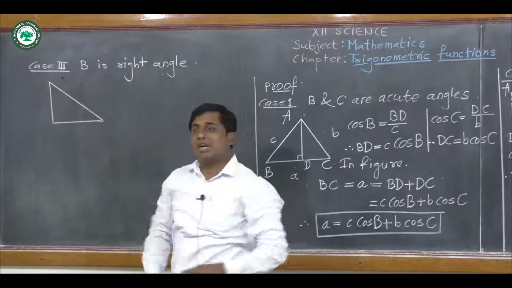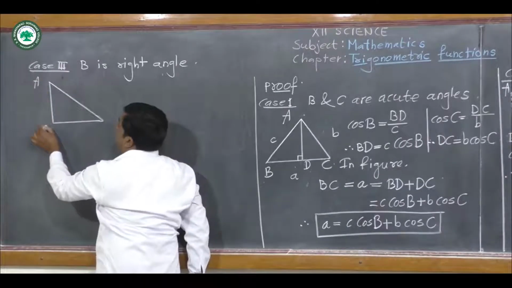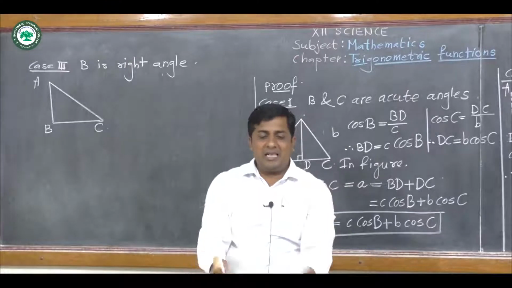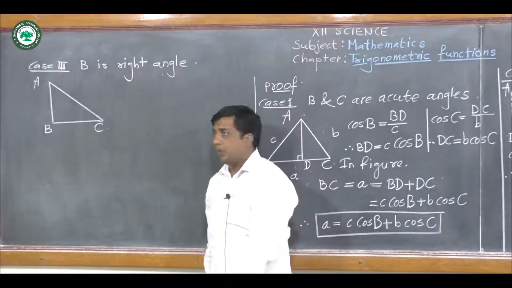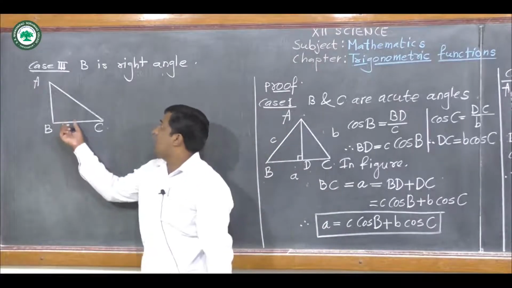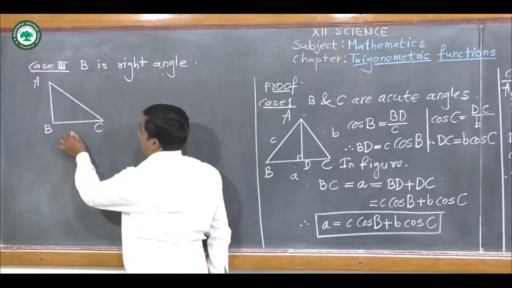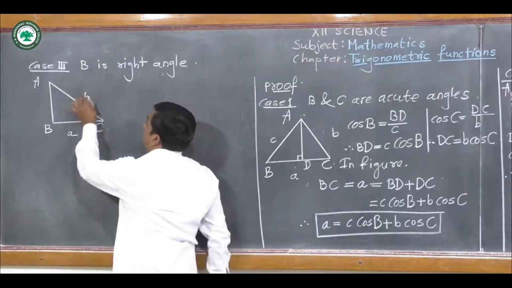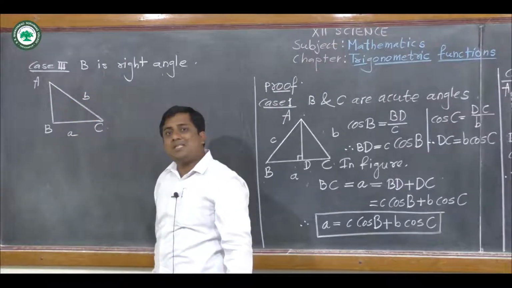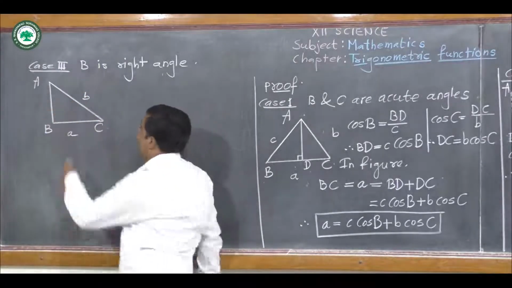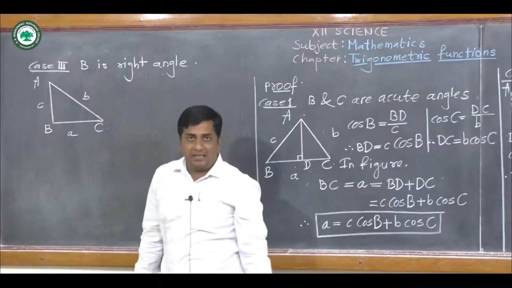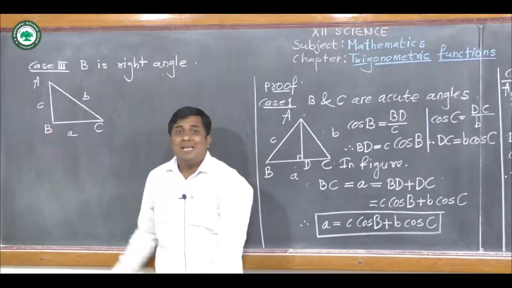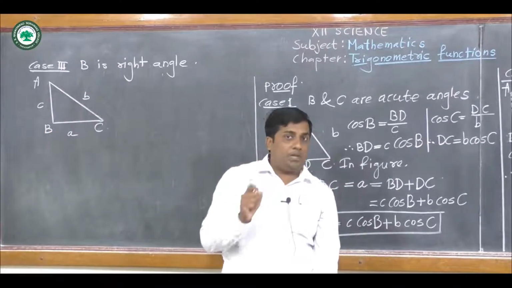Okay, this is our triangle ABC. Here again we consider the length of the sides. The side opposite to angle A has length a, the side opposite to angle B has length b, and the length of the side opposite to angle C is c. Now here remember, D coincides with B.